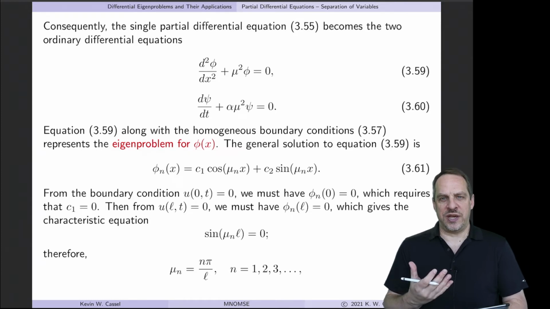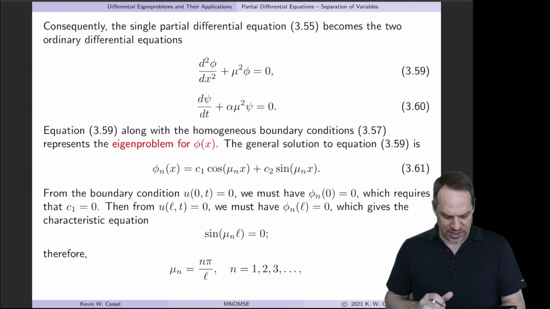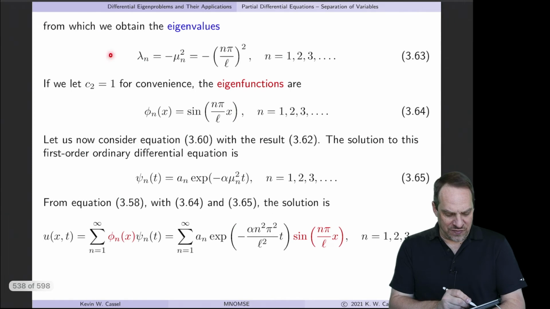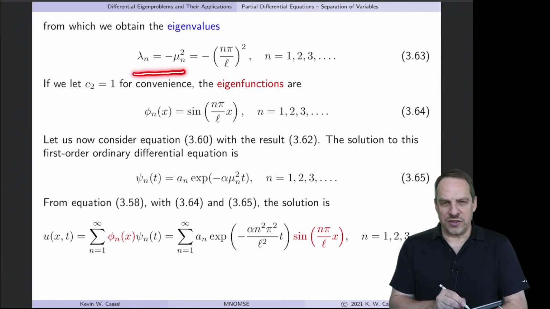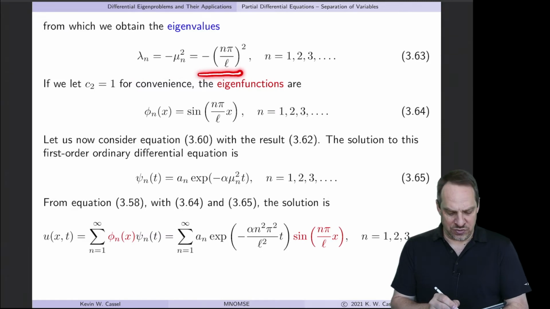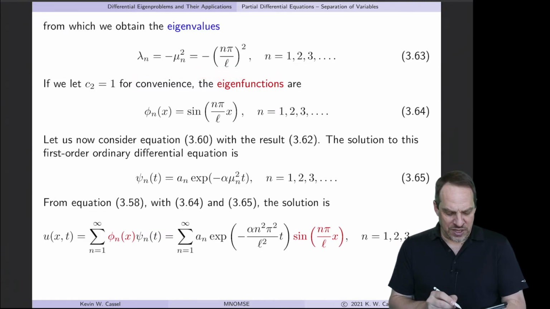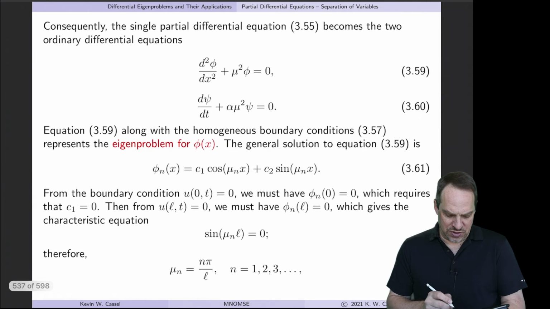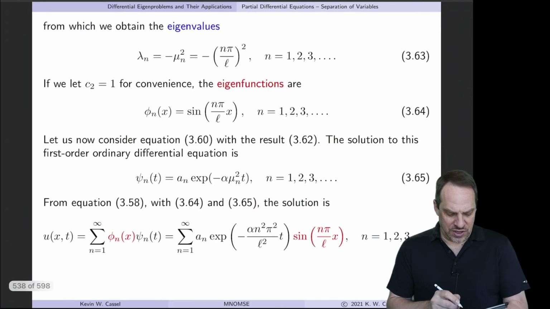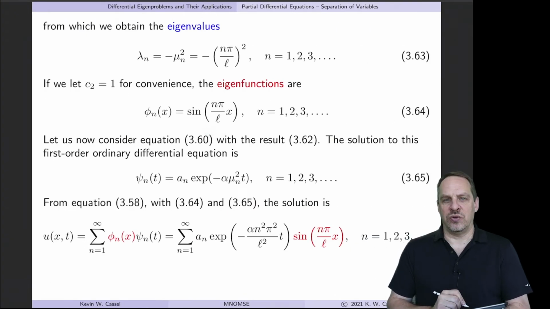So those are related to the eigenvalues of our differential eigenproblem. Then we have the eigenvalues. Remember, lambda is minus mu squared, so that's minus the square of n pi over L, where n is all the integers. And then our eigenfunctions, from back here, this term went away. So the eigenfunctions are just sine of mu times x, and again, mu is n pi over L.